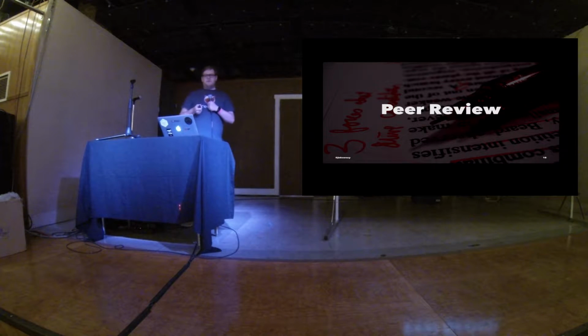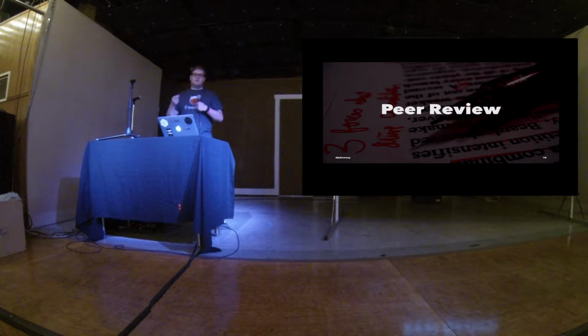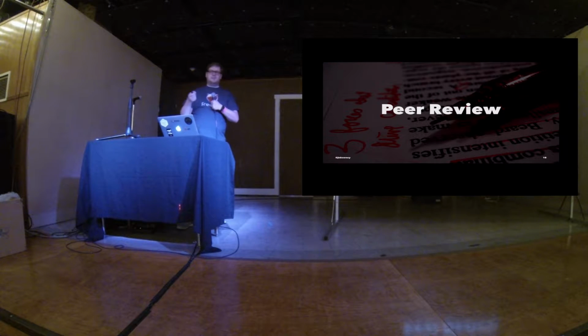Another thing with peer review that comes up is Kirchhoff's principle. That is that I should be able to publish everything about my system and how the cryptography is used, except for the keys, and it should remain secure. We often think about this as security through obscurity. You shouldn't have to obscure the design of your system to keep it secure.